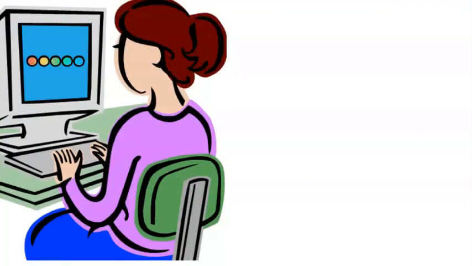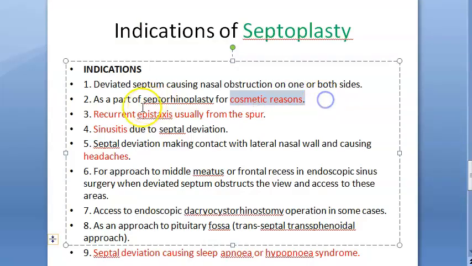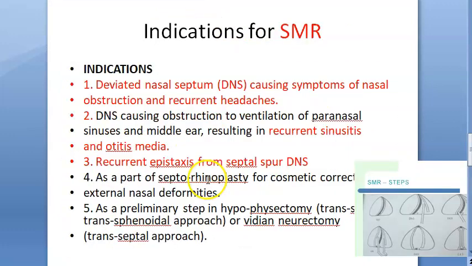Only if there is a deviated nasal septum which causes a lot of other issues. They're talking about cosmetic reasons, recurrent epistaxis, sinusitis, nasal obstruction is the main one, right? Nasal obstruction. Then headache, then what else? Sleep apnea. If it causes all this, then you can do septoplasty or you can do SMR.